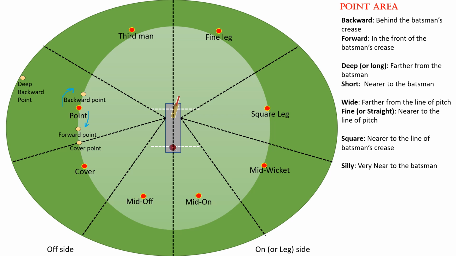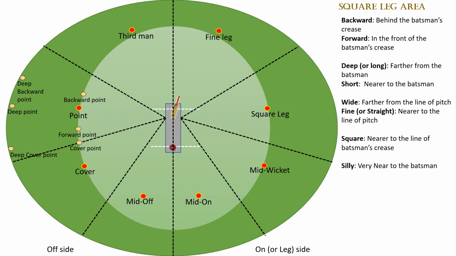If the backward point position is moved deeper, that is towards the boundary, it becomes the deep backward point position. And if the point position is moved deeper towards the boundary, it becomes the deep point position. Similarly, we have the cover point position, which when moved deeper towards the boundary is called the deep cover point position. Now the point area has a corresponding area on the on side, which is the square leg area.